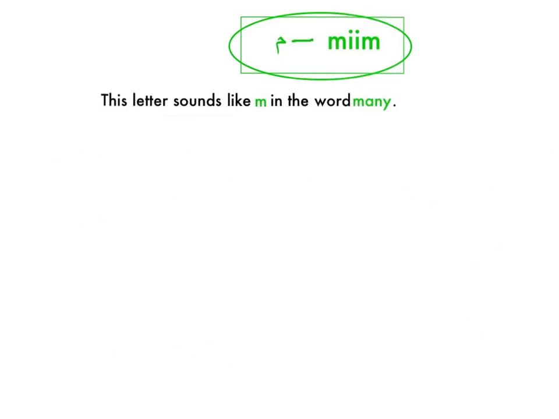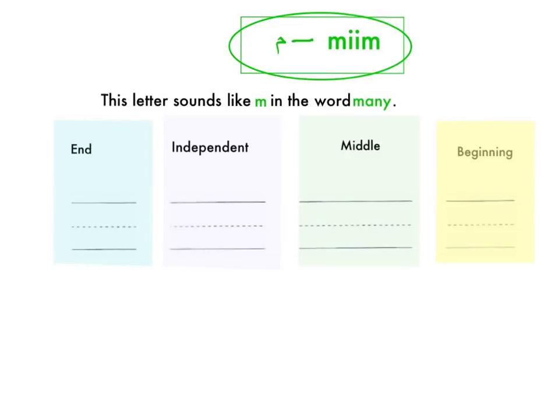Assalamu alaikum. In this section, we'll cover the letter meem. This letter sounds like the m in the word many. Take a look at how we write the letter meem at the beginning. And in the middle. And in independent form, we write it like this. At the end, in its connected form, we write the letter meem like this.